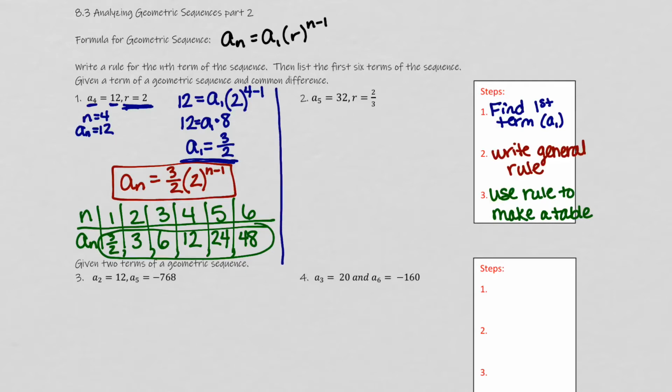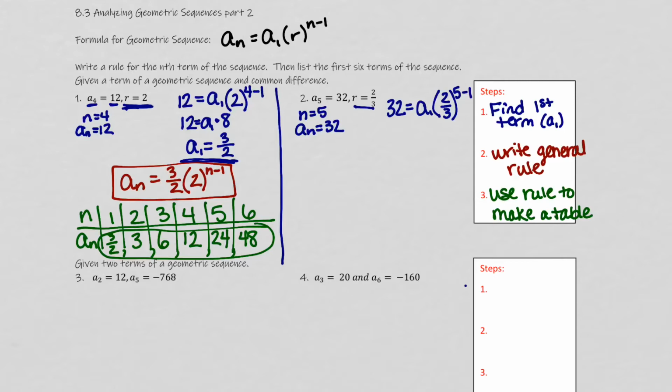All right, let's try it one more time. Given some random term and R, this means n is going to be 5. That's what A sub 5 means. And this means AN is 32. And it tells me that R is 2/3. So I'm going to plug that into my geometric sequence formula. AN, which is 32, equals A1, which is what we're trying to find, that's step 1, times R, which is 2/3, to the n minus 1 power. And this n is 5, so it's 5 minus 1. So I have 2/3 to the 4th power.